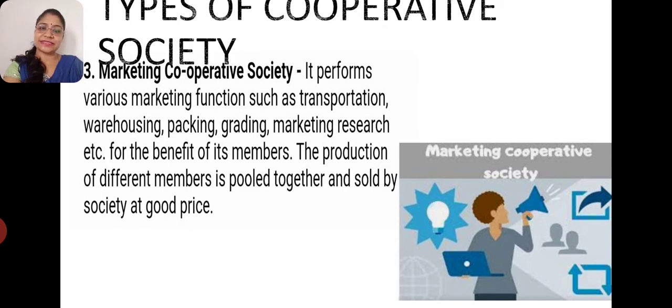Here these societies are established to help the producers in selling their product. Earlier it was production, but now it is selling their products. The members of this society help the producers who wish to obtain inputs at a reasonable price and produce their output, and also help with the marketing. Marketing can include transporting, warehousing, packaging, grading, research, etc. So they get the benefit because this marketing cooperative society helps them. The production of different members is pooled together and sold by the society at a good price. So even the producers get a good price for their production.